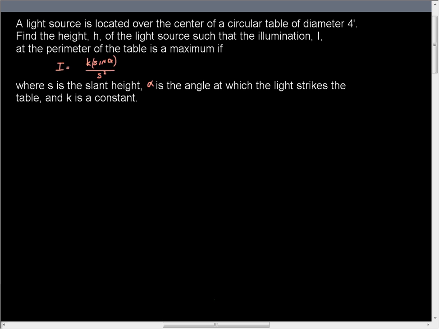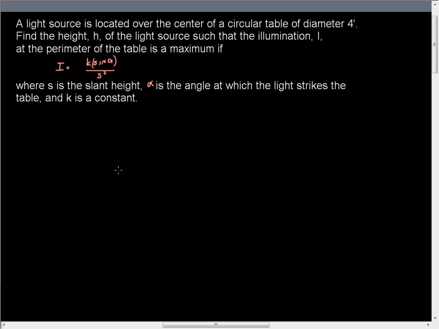Anyway, a light source is located over the center of a circular table of diameter 4 feet. Find the height h of the light source such that the illumination I at the perimeter of the table is a maximum, if I is equal to k times the sine of alpha divided by s squared, where s is the slant height, alpha is the angle at which light strikes the table, and k is a constant.